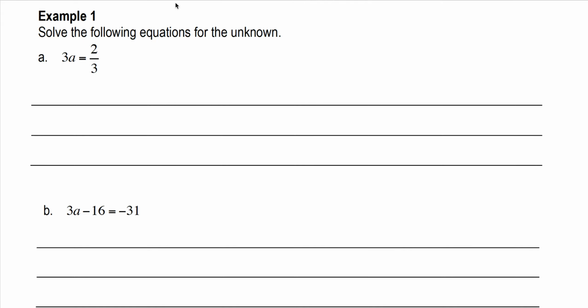Okay, girls, so we're going to start with the notes that I gave you last time. So fantastic. We are going to solve for A. What is happening to the A is being multiplied by 3. So how do we undo that? So we have to divide both sides by 3, okay?